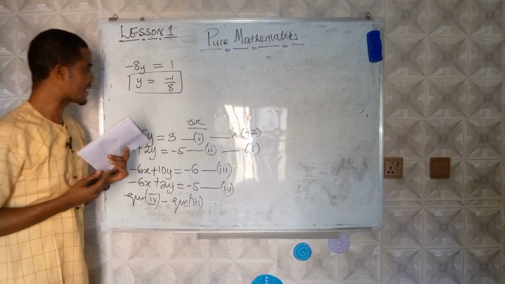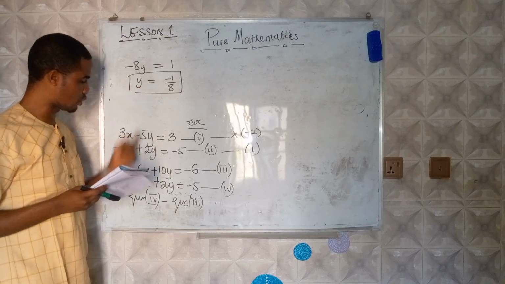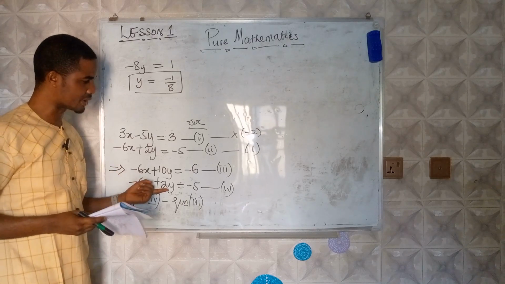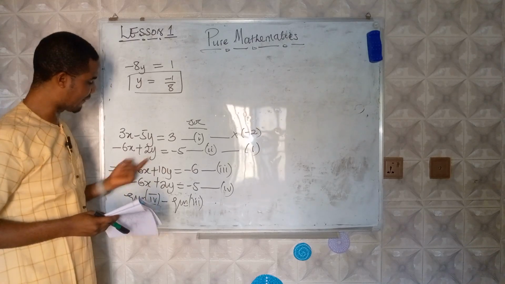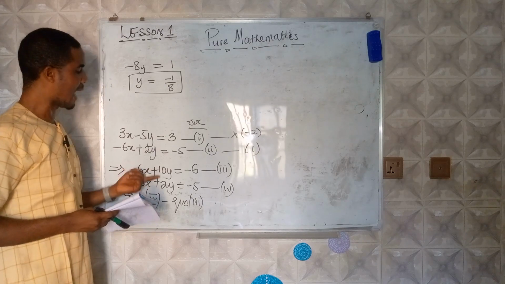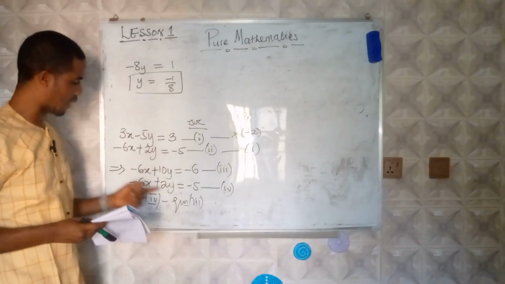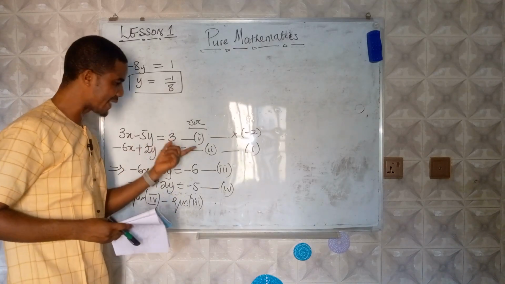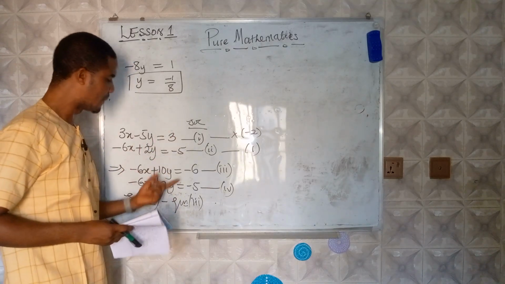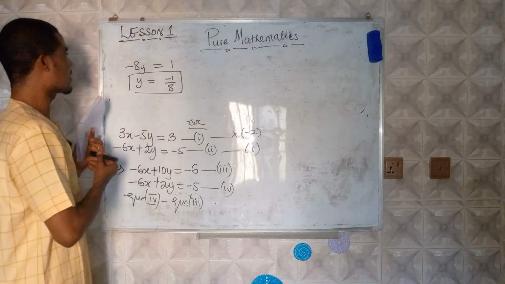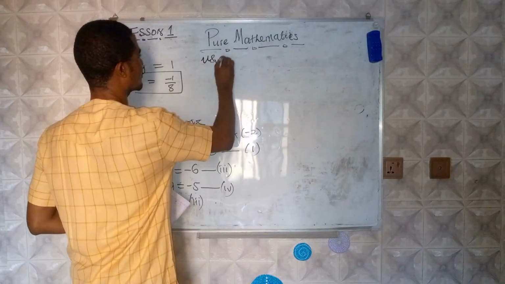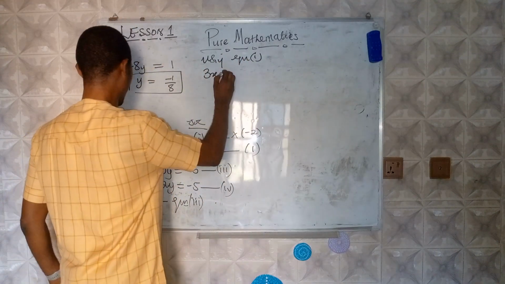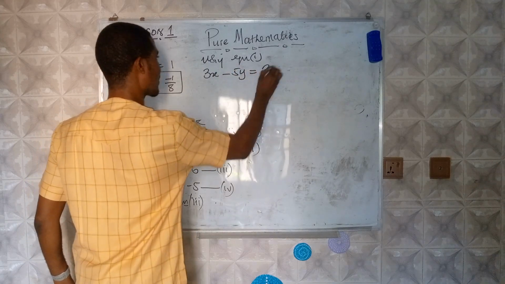Now, for me to get this value of y you're seeing here, I needed to do elimination method. I eliminated one unknown and got the other one. Now, for me to get the value of x, which I eliminated, I'm going to use substitution method. I will substitute the value of y into any of the equations. It can be 1, 2, 3, or 4. So let me use equation 1. So I have 3x minus 5y is equals to 3.